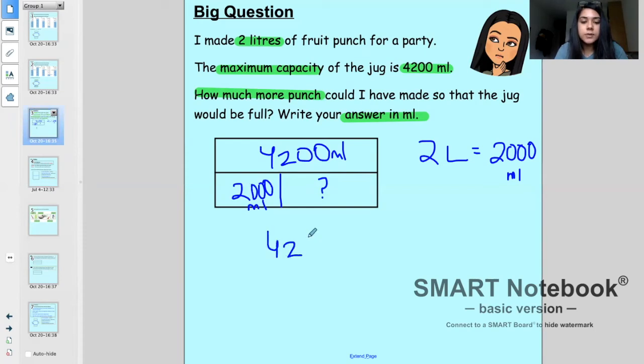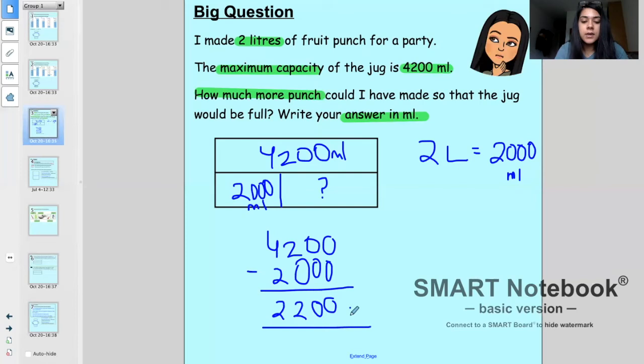4,200 minus 2,000, these are all in milliliters. 0 take away 0, 0 take away 0, 2 take away 0 is 2, 4 take away 2 is 2. So hopefully, if you did have a go at this, you should have got 2,200 milliliters for how much more was left in the jug.